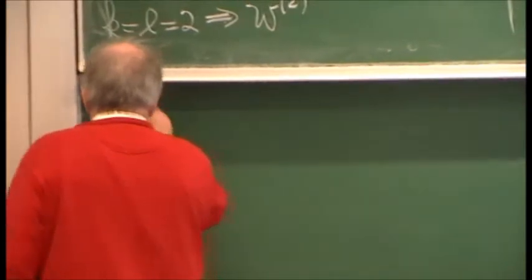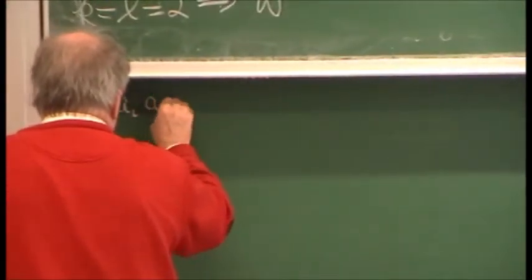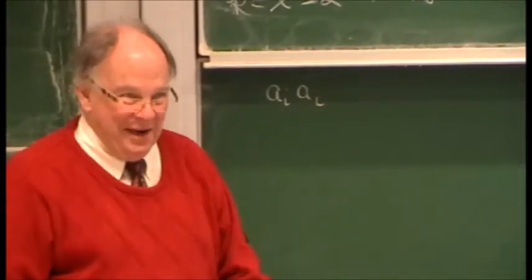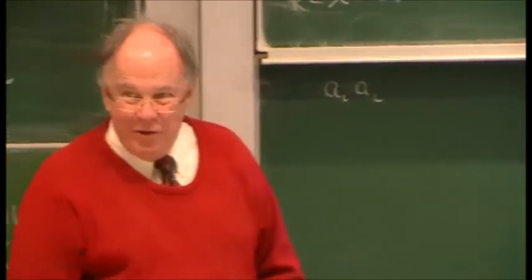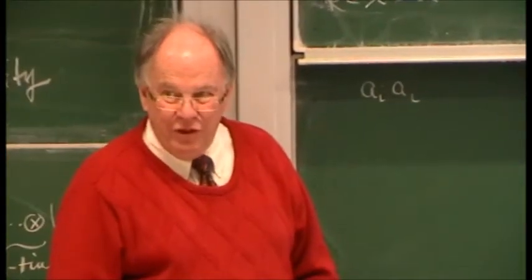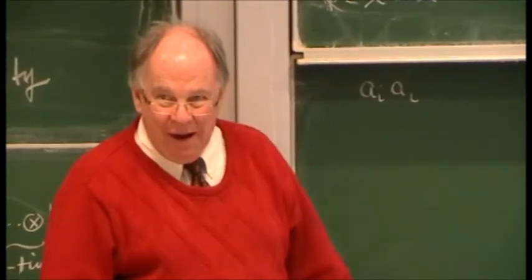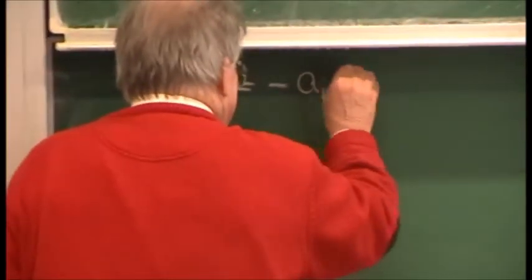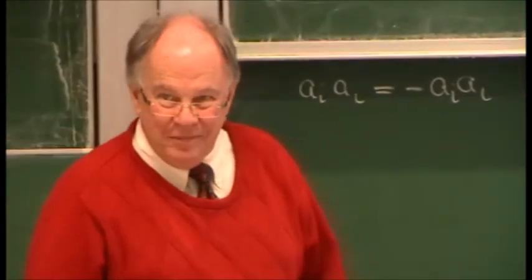Okay, so what is A_i? A_i. Let's have fun. A_i times A_i. Use the anti-commutativity relation. It's minus A_i A_i. Yeah. So it's another way of saying that A_i squared is 0.